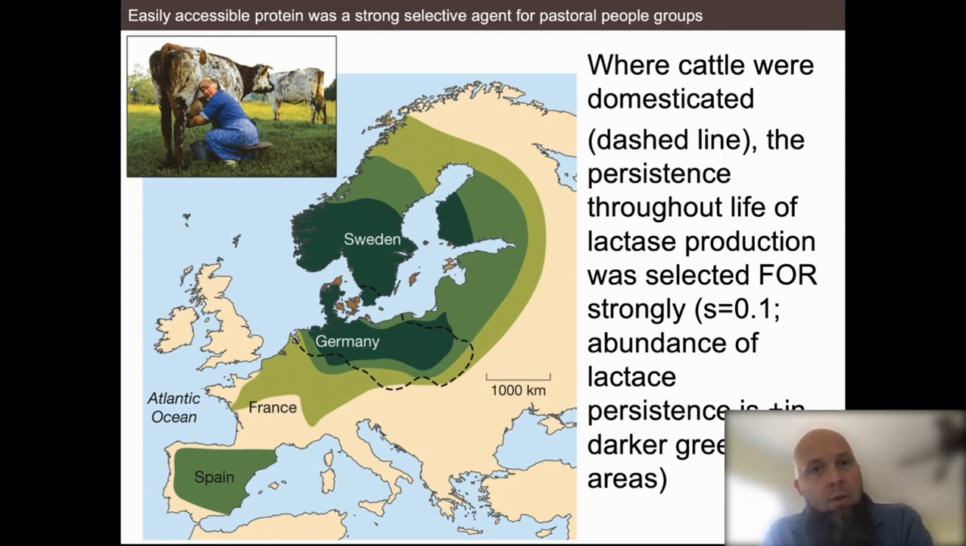And in that area where these societies existed, you can see that that is where the frequency of these alleles is the highest. So selection acted on the human population. Hey, there's this really easily accessible source of protein, and mutations that allow you to access that throughout your life have a selective advantage, are selected for, and the frequency of those alleles increases dramatically over time.